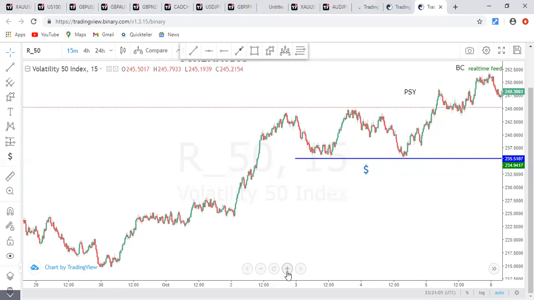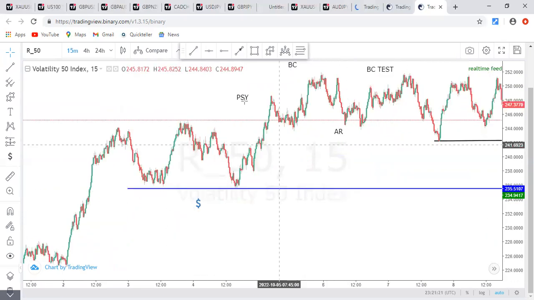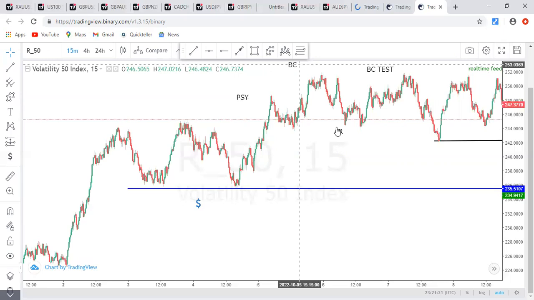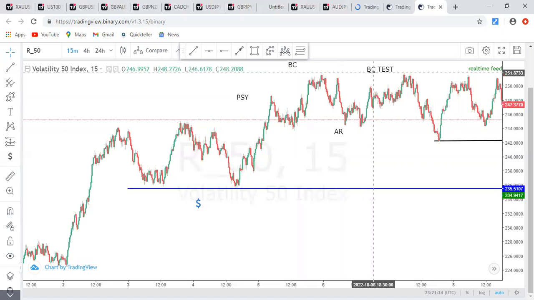So from this area to this side, this is an expansion to the upside. You see, the market has been bullish, but all of a sudden, the market started slowing down, and I spotted all this. This is my preliminary supply. Then this is my buying climax, my automatic rally. Then BC test. That's buying climax test.